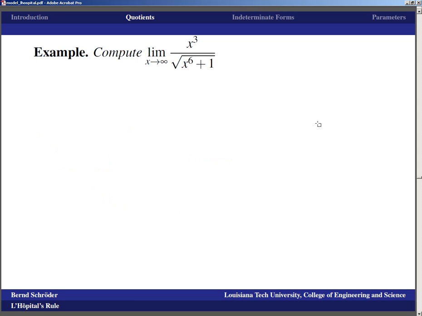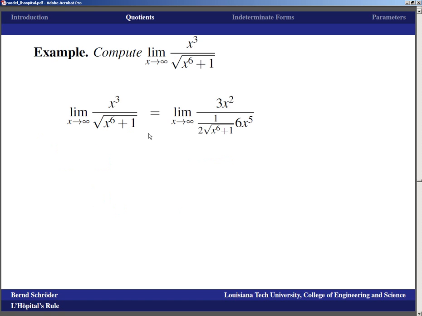Let's take a look at another limit at infinity. And let's just see if we could use L'Hopital's rule here, just to see what could also happen. That's the most pathological thing that can happen with L'Hopital. So, well, it's infinity over infinity, so we can apply L'Hopital's rule. Take the derivative of the numerator, which is 3x squared. Take the derivative of the denominator. Okay, chain rule, right? 1 over 2 times what's inside, times the derivative of the inside, which is 6x to the 5th. You simplify, 6 over 2 is 3, so you get 3x to the 5th here.